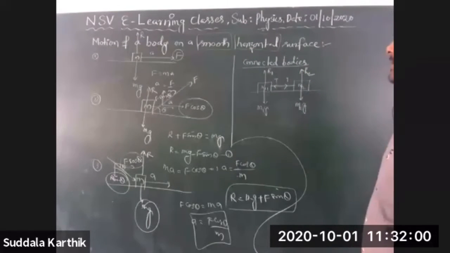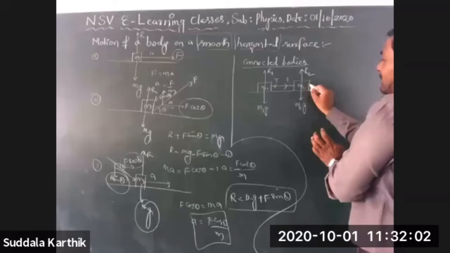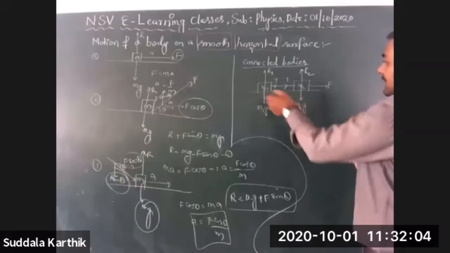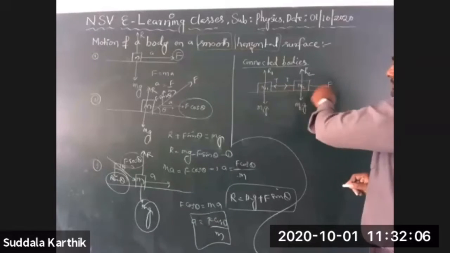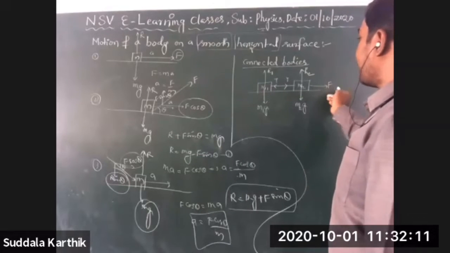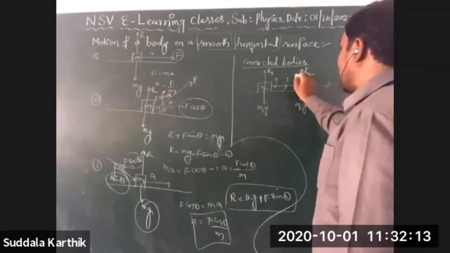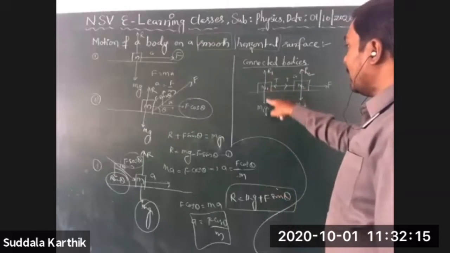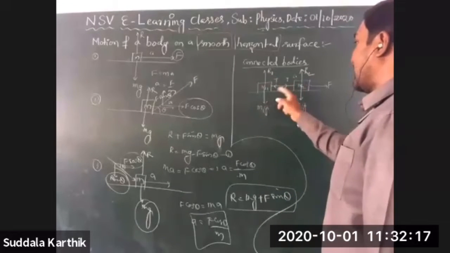m2g, R2. Yes, I am applying some force F in the horizontal direction on this body. It is getting some acceleration, that is a. So for this body, how many forces are acting?